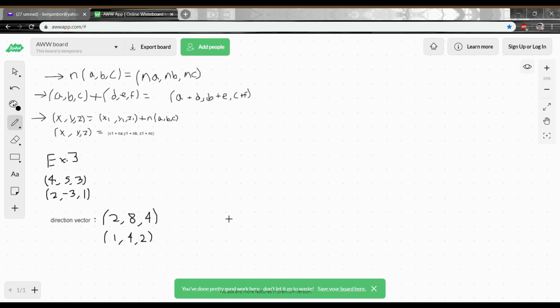So that means to form the equation for the line between these two points, (x, y, z) is going to equal one of the points, right? x1, y1, and z1. We can choose either one of them. It doesn't matter. Let's say this is point 1, this is point 2. We're going to choose point 1, and we're going to plug in. So point 1 is (4, 5, 3). And we're going to add to it this real number multiple n multiplied by the direction vector (1, 4, 2).